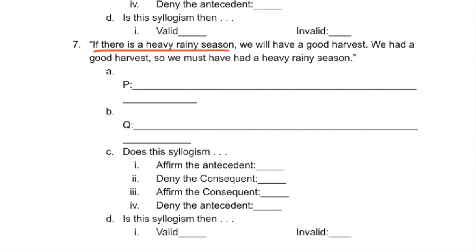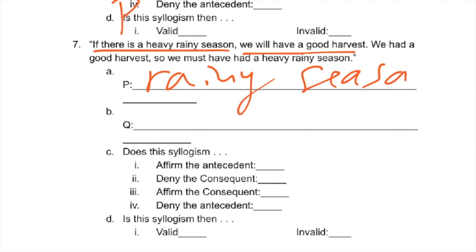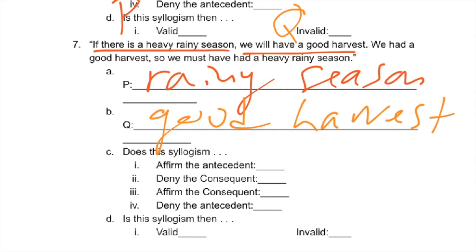Number 7, if there is a heavy rainy season, we will have a good harvest. We had a good harvest, so we must have had a heavy rainy season. Our antecedent is here, if there is a heavy rainy season, and our consequent is the proposition that follows, we will have a good harvest. We can label that as Q. So if P, then Q.